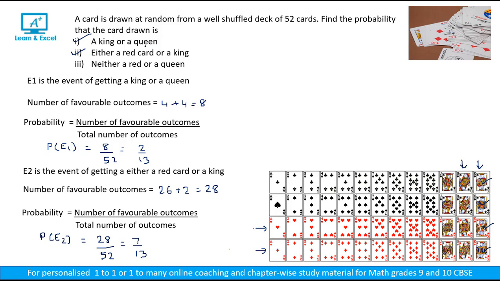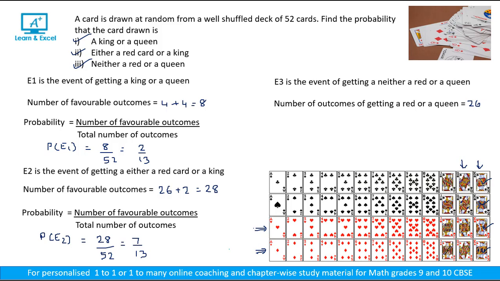Now let us look at the third part of the question, where we have to find the probability that the card is neither a red card nor a queen. Let E3 be this event. Let us first find the probability that we will get a red card or a queen. We know that the number of red cards in the deck is 26, which includes the 2 queens, which is the queen of heart and the queen of diamond. And we have 2 more queens, the queen of clubs and the queen of spade, which is 2.